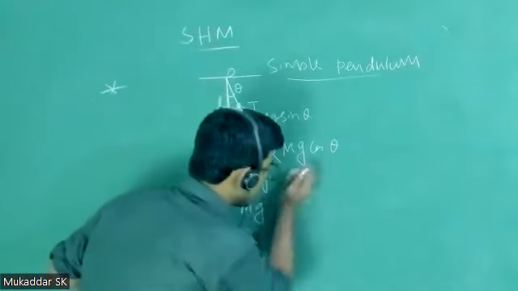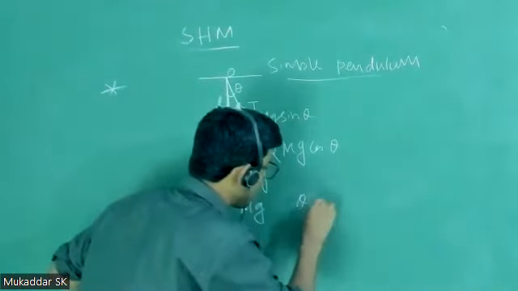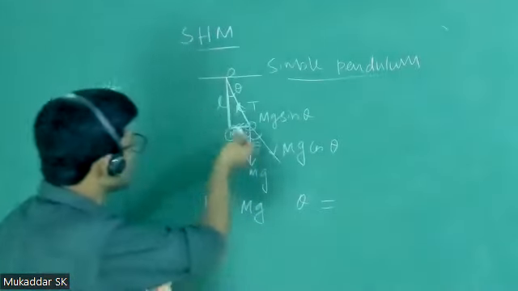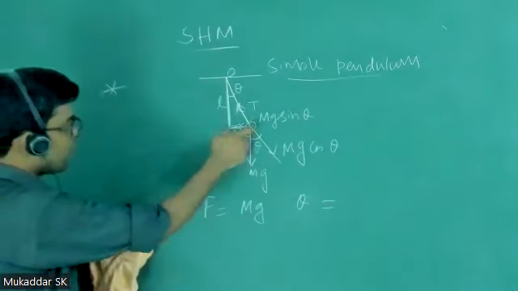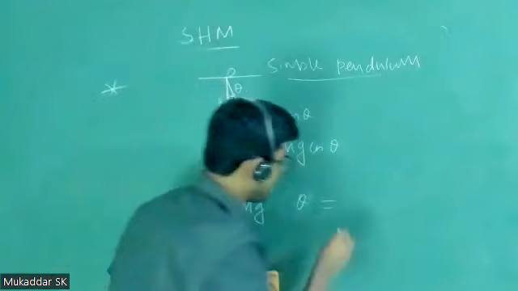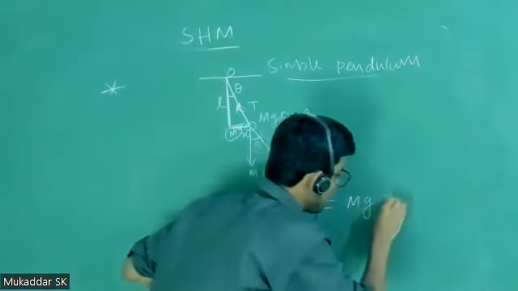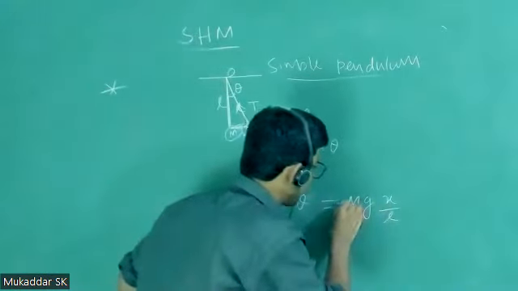Yes, so here sin theta will basically be theta. And there theta will be what? Theta will be x by l. So from there you get x by l. So mg times x by l. But you have to take a minus sign here. Why?